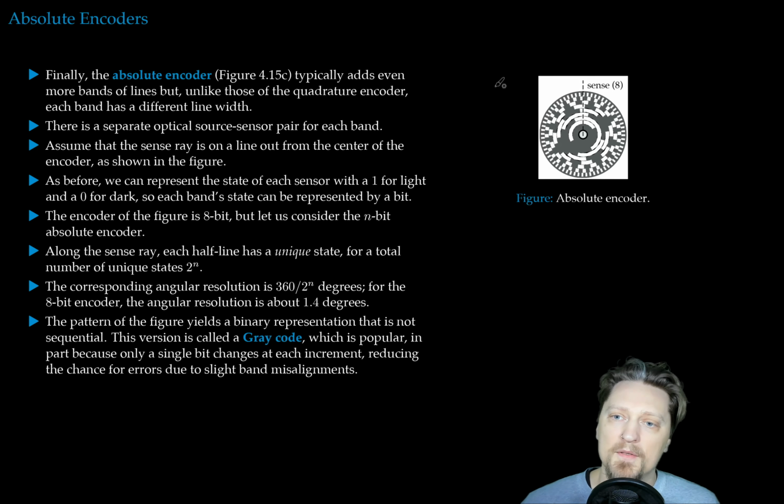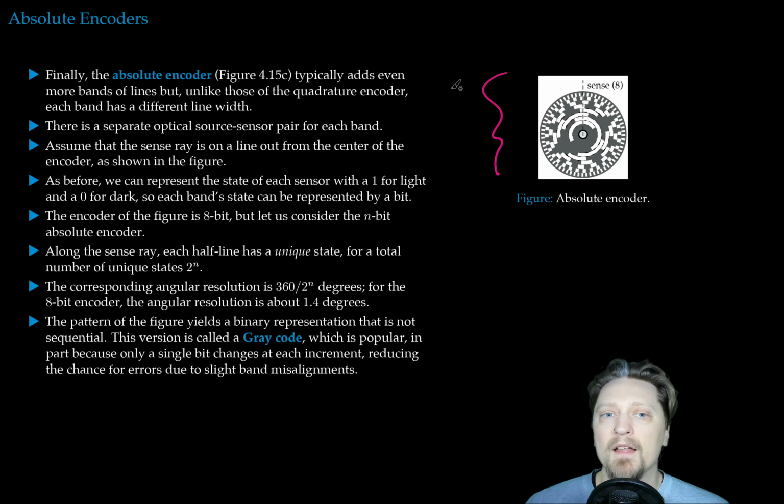Finally, the absolute encoder, shown here, typically adds even more bands of lines, but unlike those of the quadrature encoder, each band has a different line width. So we see each band, and the bands are radially spaced out here. Each band has a different line width. The furthest internal one has a line width that corresponds to just half of a turn each, and then there's more and more division as we go out. That's because there's more and more space. We wouldn't want to do it the other way.